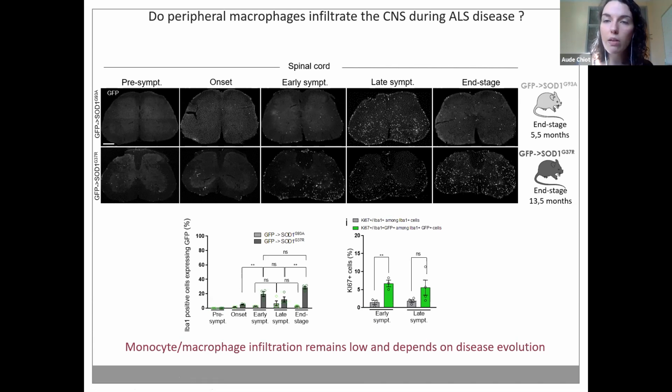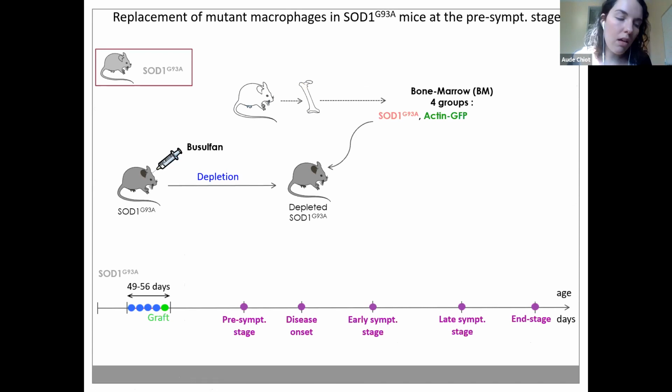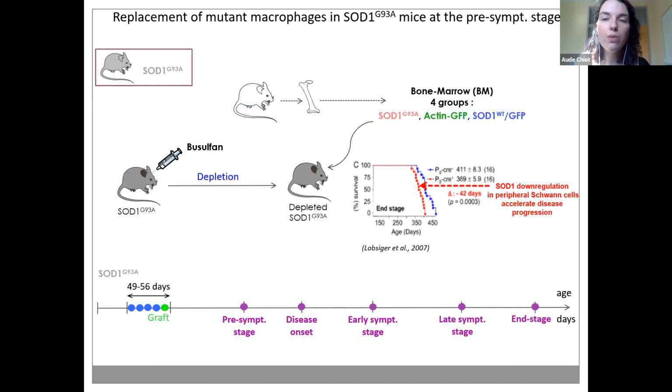We went on with the SOD1-G93A mouse model to look at whether we can modulate those macrophages at the periphery. We used this bone marrow transplantation protocol again, with different groups. We had a group grafted with SOD1-G93A bone marrow as our negative control. The second group was grafted with actin-GFP cells, which didn't have any human SOD1. For the third group, we used SOD1 wild type, which was also GFP bone marrow. We used SOD1 wild type because SOD1 is a detoxifying enzyme, so it's rather a protective protein, and it has been shown in spinal cord lesion that overexpression of SOD1 is protective.